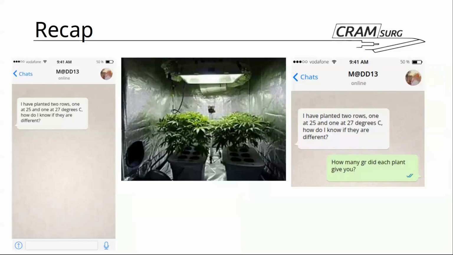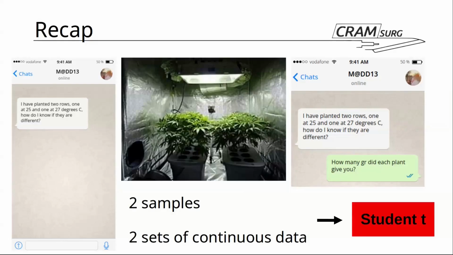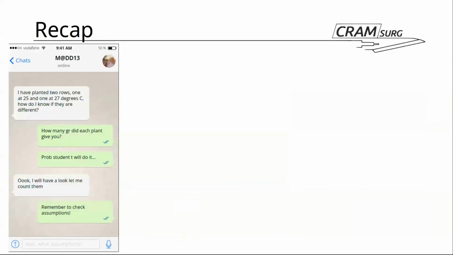If you remember, N1 was running a plantation of cannabis, and he had planted 2 rows at 2 different temperatures. And Matt was asking him how many grams each plant gave, to determine whether the temperature was actually making a difference. Do you remember, Matt, what test did we say we were going to use here? I think we said we'd use Student's t-test. Yeah, that's correct. So we got 2 samples, the 2 different plantations, and 2 sets of continuous data, which is the grams that each plant gave us. So we could run a Student's t-test if the data is normally distributed, as you were reminding N1 last time.